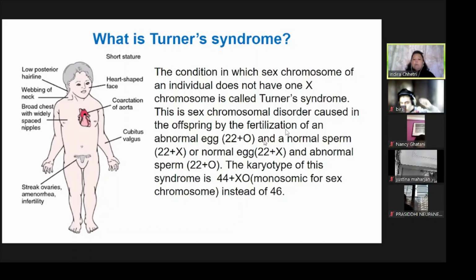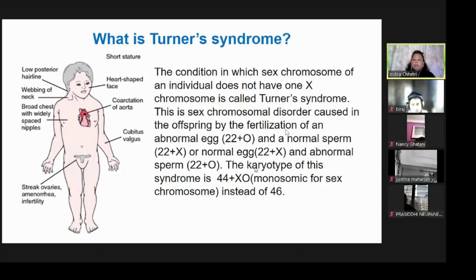That means one of the eggs is getting 22 plus O, there's no X chromosome, and the sperm is giving either 22 plus X or 22 plus Y. But in case of female, it has to be an X, it cannot be a Y. Or it can be a normal egg and an abnormal sperm. So the abnormality can come from the sperm also, or from the egg also. But normally the abnormality is in the egg, where one of the X chromosomes is missing.